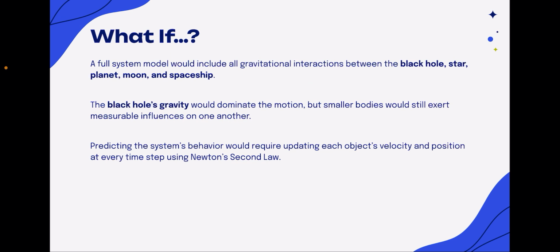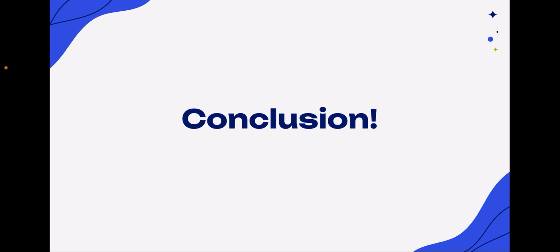If we expanded this model to include all objects, the black hole, star, planet, moon, and spaceship, we would need to include every gravitational interaction among them. The black hole's gravity would dominate the system, but the smaller objects would still exert small effects on one another. Predicting the entire system would mean constantly updating every object's position and velocity using Newton's second law to account for all those interactions. In conclusion, this lab showed how motion, momentum, and force are deeply connected through Newton's second law.